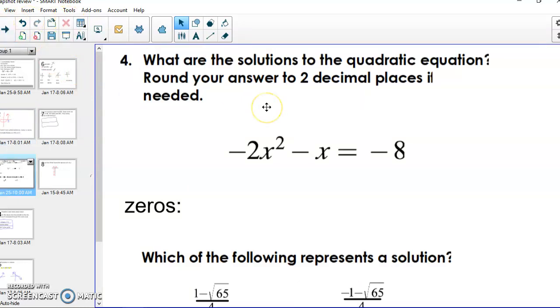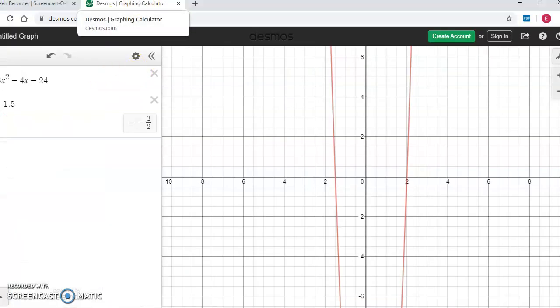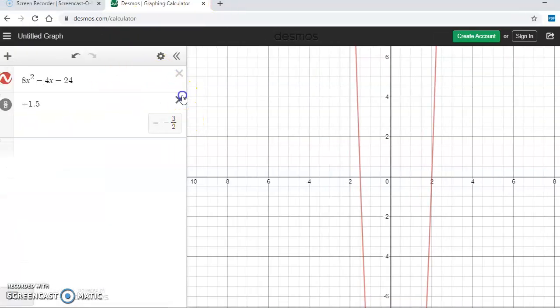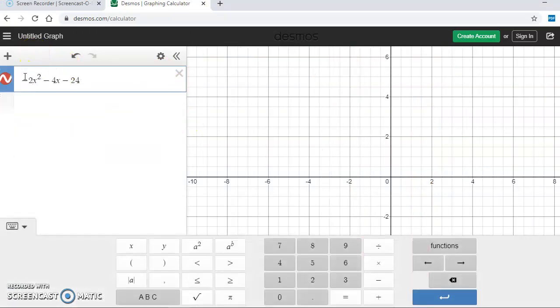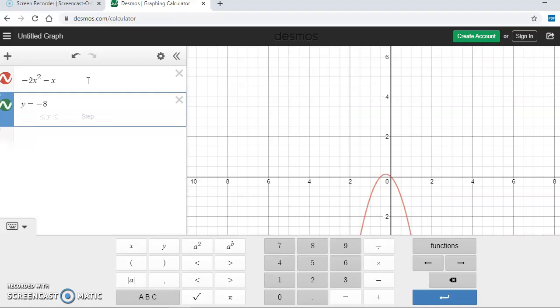So this one says, what are the solutions to the quadratic equation? Round your answer if needed. So the first thing I need to do is go type this in Desmos. Okay. So the problem was negative 2x squared minus x equals negative 8. But this is not how I type in this problem. I need to move this negative 8 down here. So I have y equals negative 8.